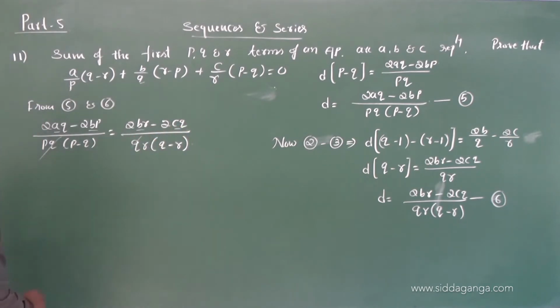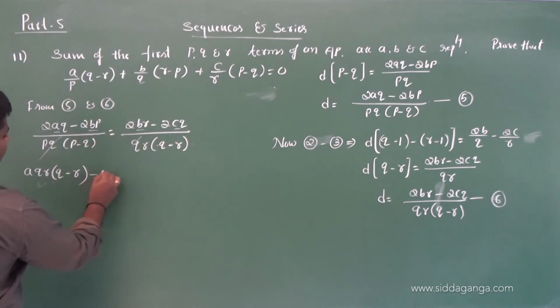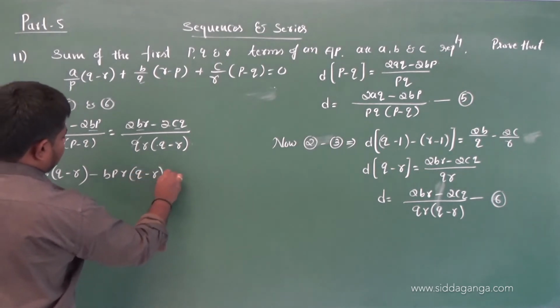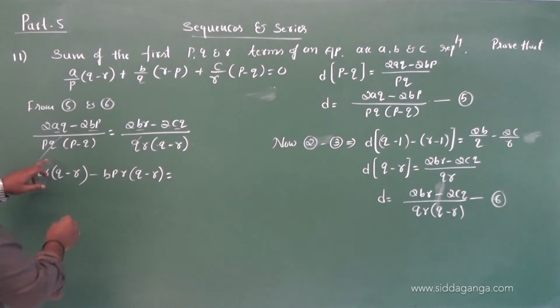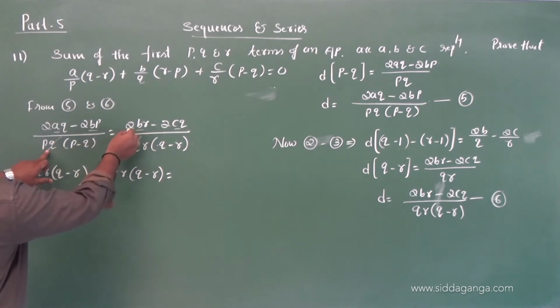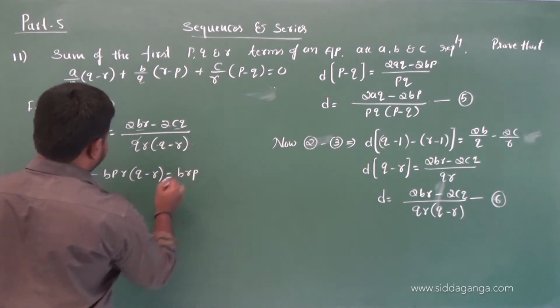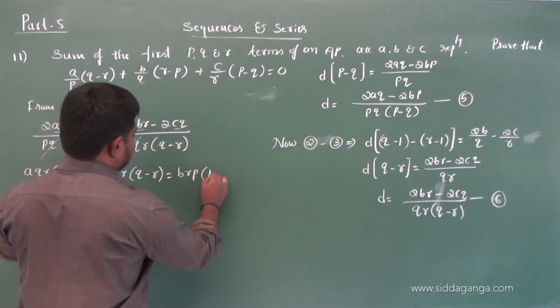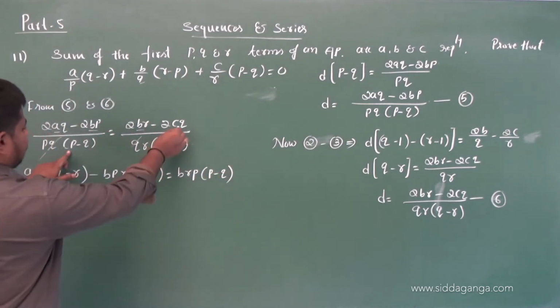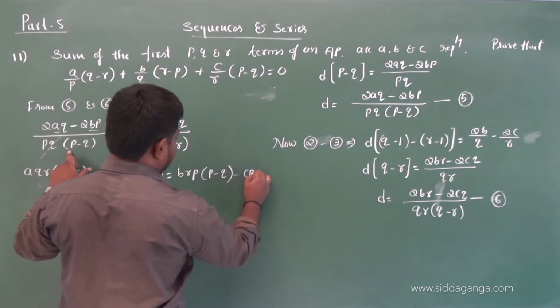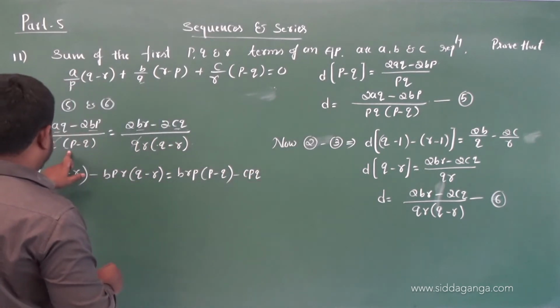Let me cross multiply. So AQ into this, you get AQR into Q minus R. Next, minus BP into this, so minus BPR into Q minus R equal to, so P into P minus Q into this BR. So BR into this, you get BRP into P minus Q, and CQ into this, so minus CPQ into P minus Q.